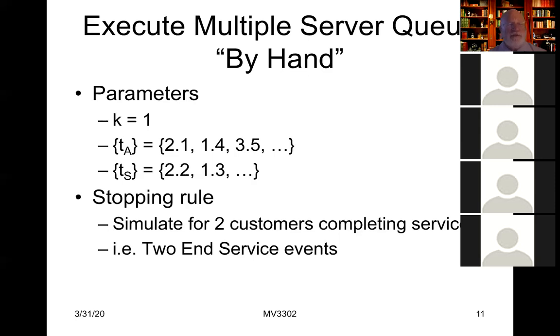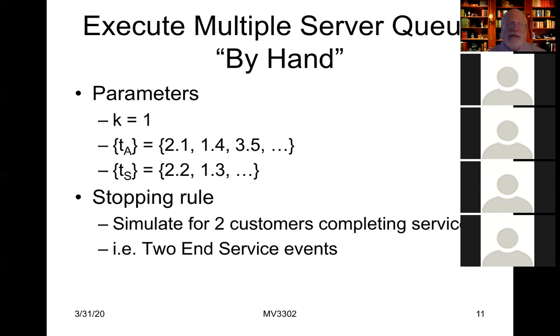Similarly, the service time for the first customer served is going to be 2.2 time units. And the service time for the second customer is going to be 1.3. And in a typical model, you're going to have many, many more numbers. So there's going to be more.